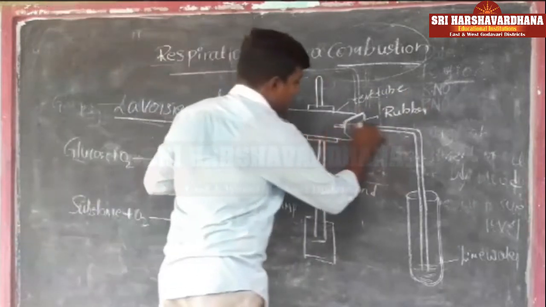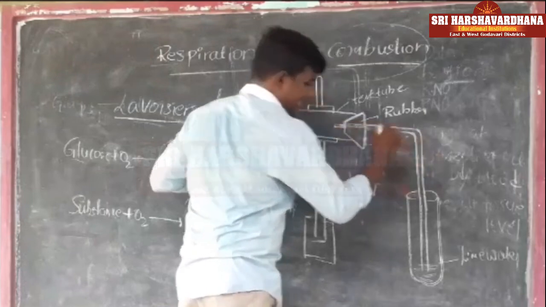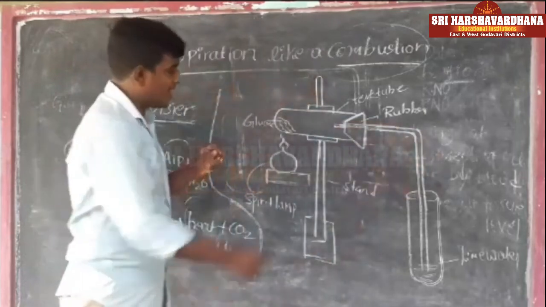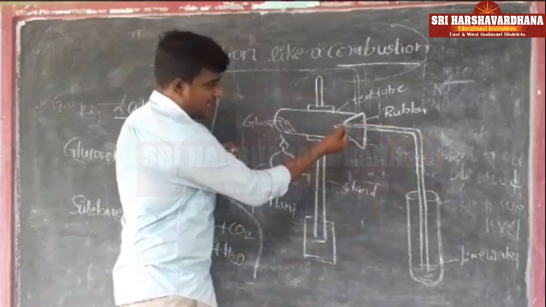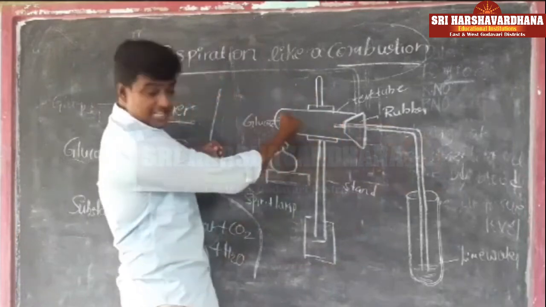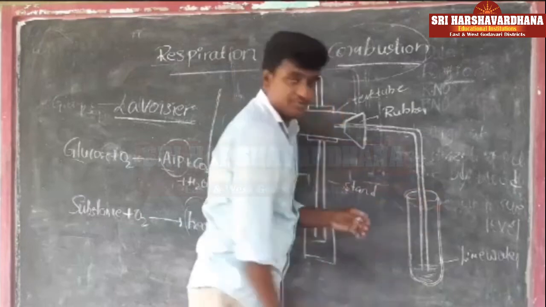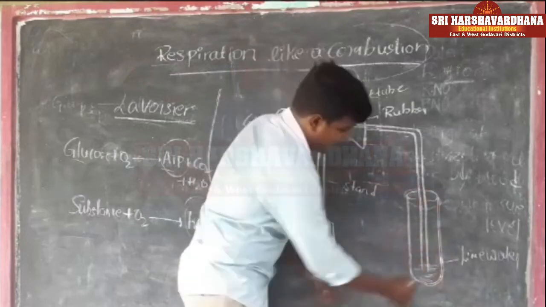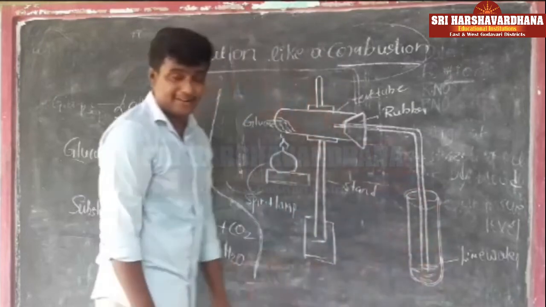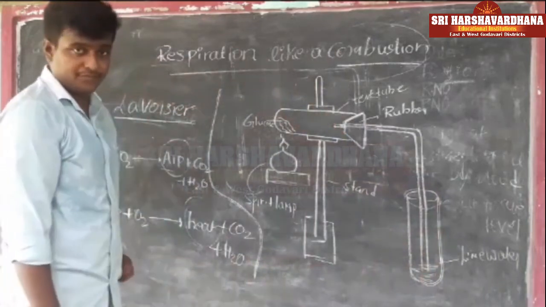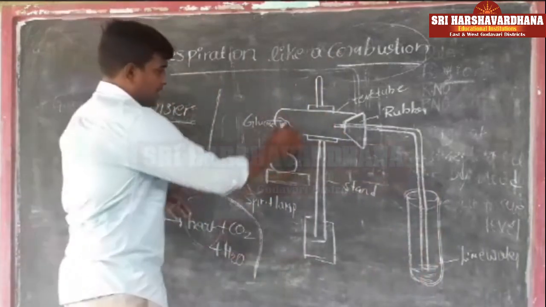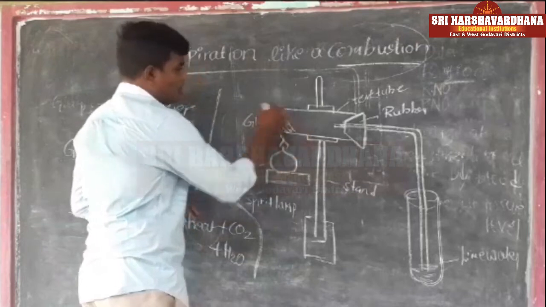Through this pore I have taken one L-shaped glass rod. I kept one part of the glass rod inside the test tube, and the other side goes into another test tube, and that other test tube contains some lime water. After that, in this first test tube I am taking some glucose solution.